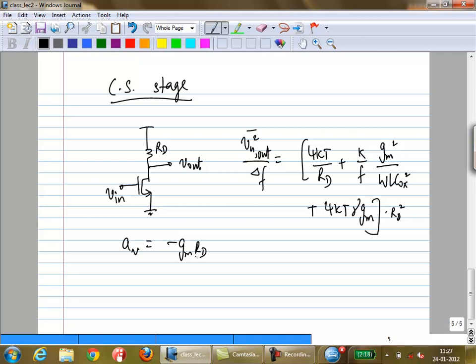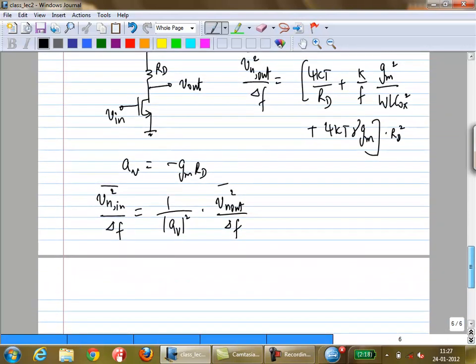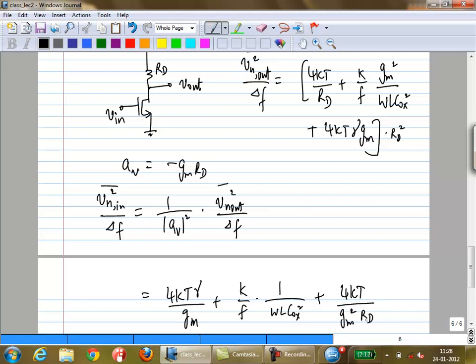What is the voltage gain? Minus GmRD. So now we want to find out the input referred noise voltage. Right? 1 over Av squared. You're going to have 4kT gamma over Gm from the thermal noise. This Gm squared vanishes. Plus 4kT over Gm squared RD. Okay.